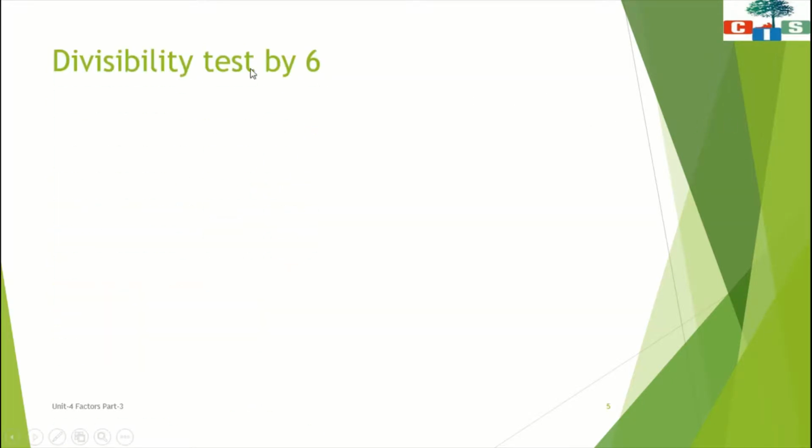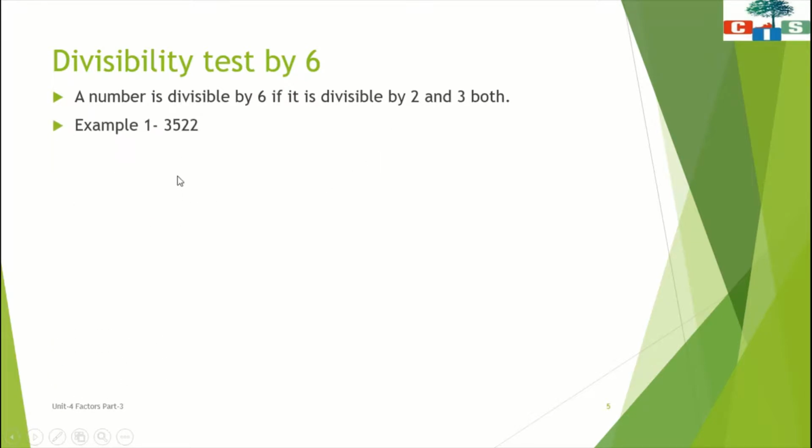So scholars, now we will see the next rule, that is divisibility test by 6. What is the rule? A number is divisible by 6 if it is divisible by 2 and 3 both. If the number is divisible by 2 and 3 both, it means that number is divisible by 6 also. I will explain this test with the help of a few examples. First example is 3522. First of all, we have to see whether this number is divisible by 2 or not.